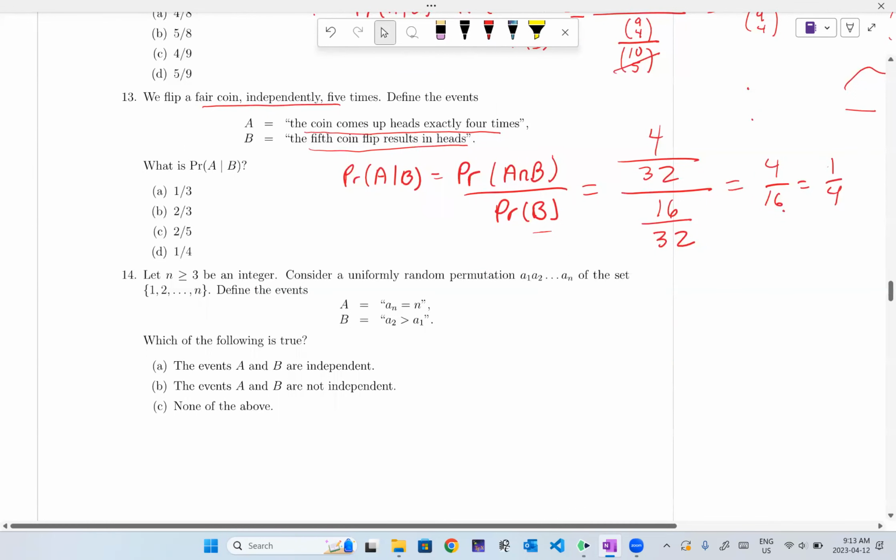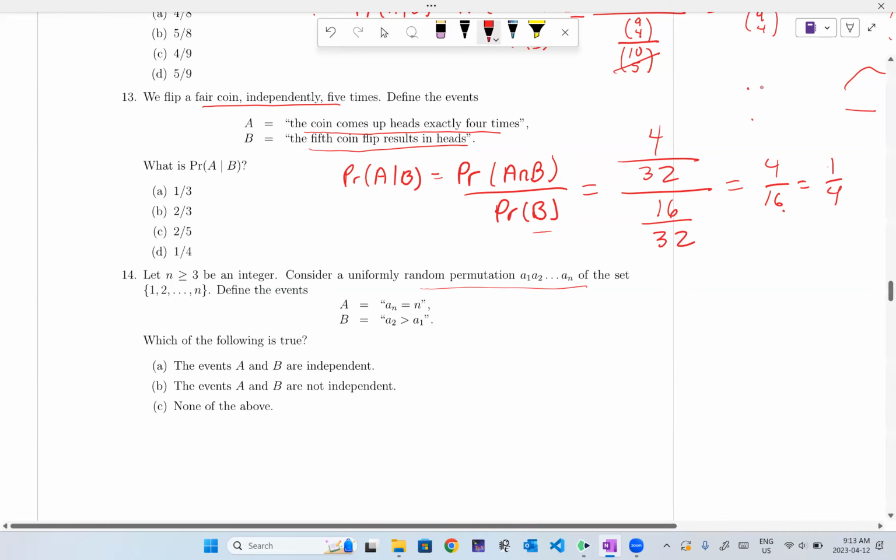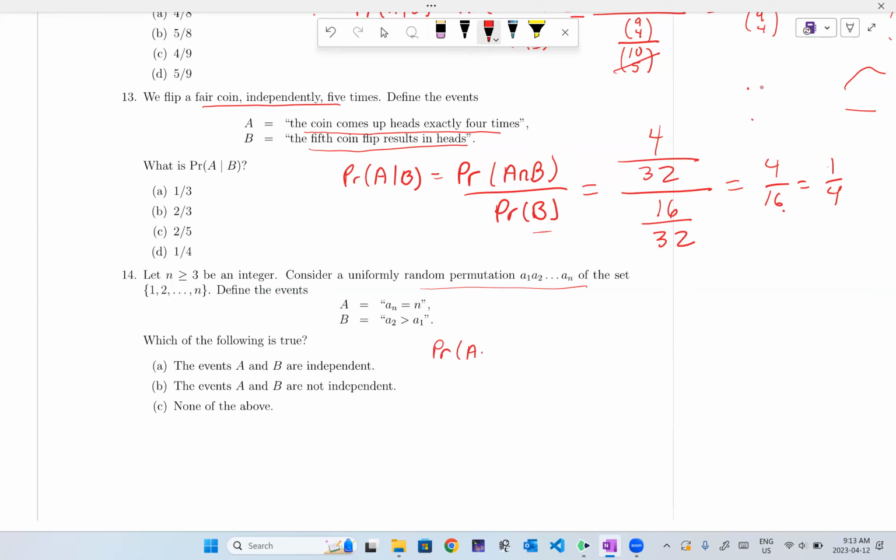Okay, 14. Let n greater than or equal to 3 be an integer. Consider a uniformly random permutation, and then define these events. Find out if they're independent or not. So they're independent if this is true. There's also other ways to define independence, right? I could also say the probability of A given B is equal to the probability of A. But typically we go with this one. There are cases where that's easier.